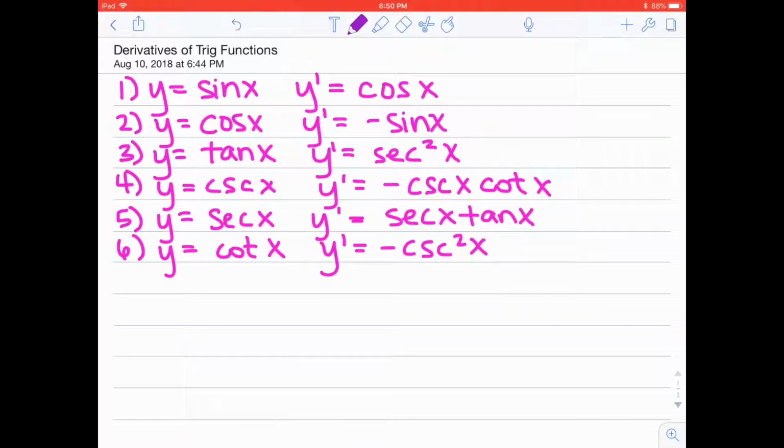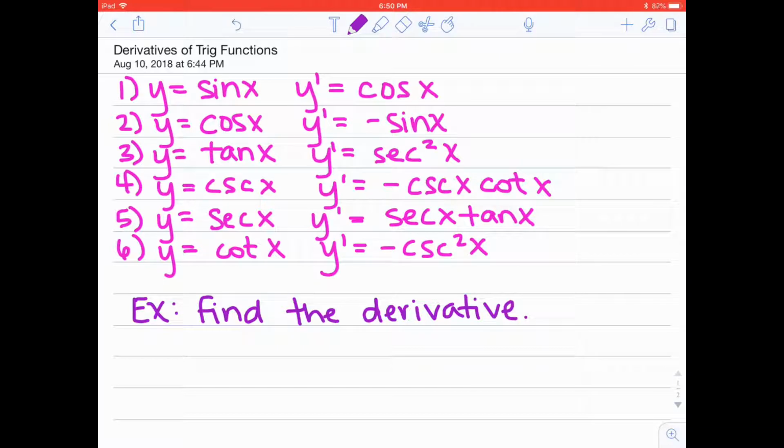Alright, so pause the video, write those down. And then we're just going to do several examples so that we can see how to use these little shortcuts, and eventually you'll get pretty quick with them once you have them memorized. So we're going to do several examples, and the instructions are just going to say find the derivative. They might also just say differentiate, so anything like that.